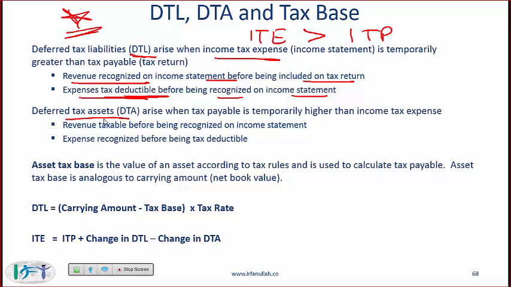A deferred tax asset arises when we have the opposite situation, so income tax expense is less than income tax payable. This can happen if revenue is taxable before being recognized on the income statement. So if you have unearned revenue, you received the cash, tax authority says you've got the money, pay tax, but on the financial reporting side it's still unearned revenue, so it's not shown as revenue, so you don't have the corresponding earnings. Or when expense is recognized before being tax deductible.